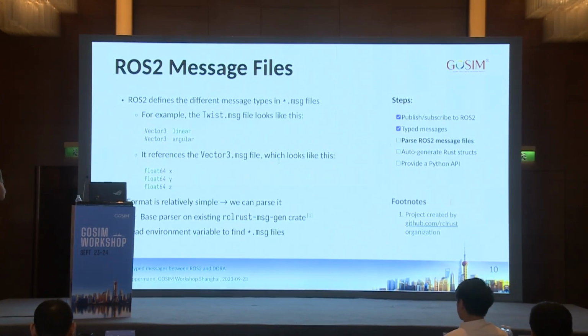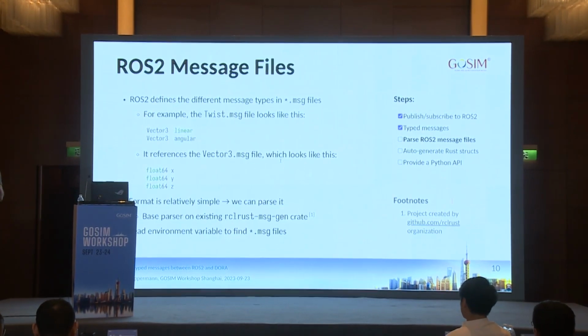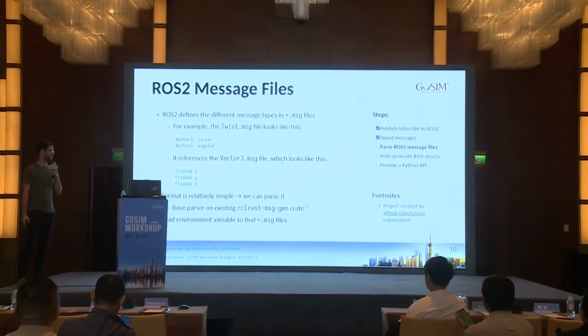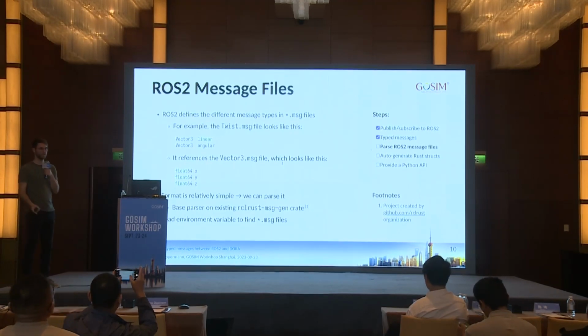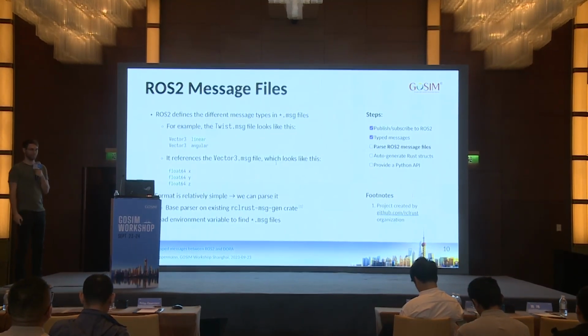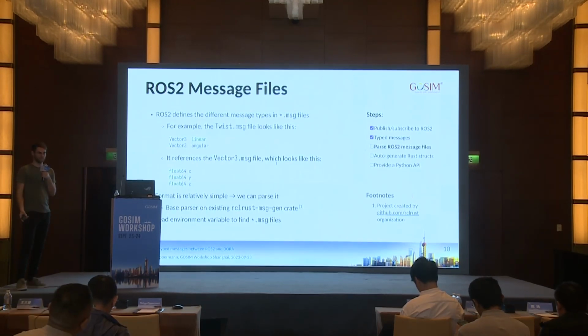And Vector3 references another message file called Vector3.msg, and there we see, okay, it's three floating point fields, x, y, and z. So as you see, the format is relatively simple, so it's possible to parse it automatically. And there's already a crate for that again, so we can use this RCL Rust message generator crate, which will take these files and extract all the type information that we need.